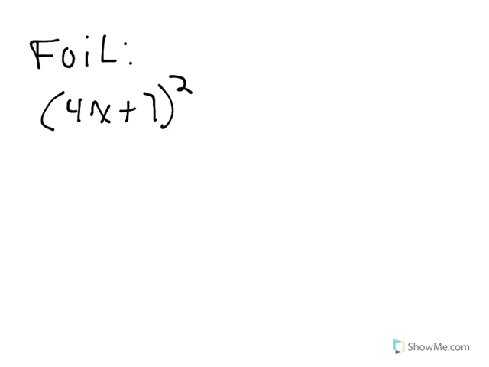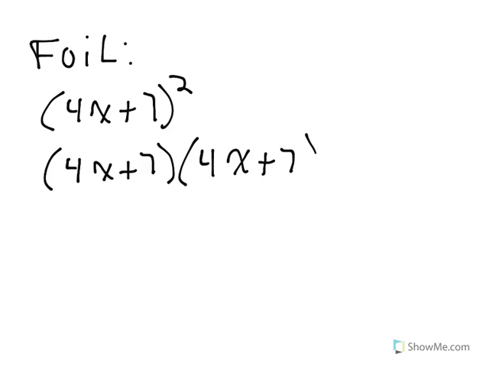Sometimes our polynomials are written in a set of parentheses with the exponent on the outside. In this case, we have 4x plus 7 to the second power. That means 4x plus 7 times itself, 4x plus 7. We must FOIL. 4x times 4x is 16x squared.